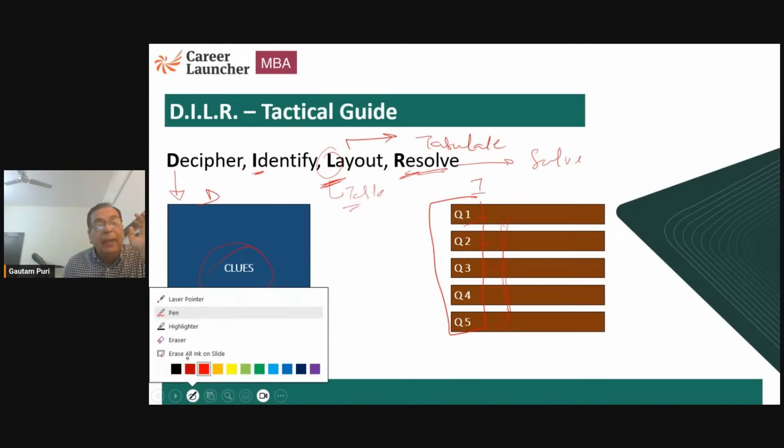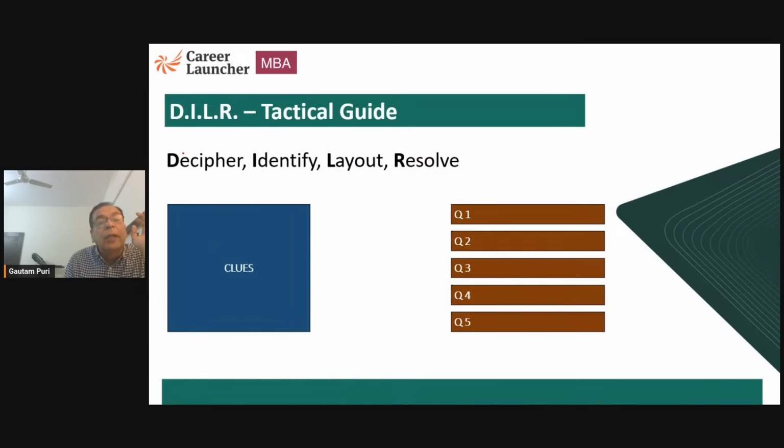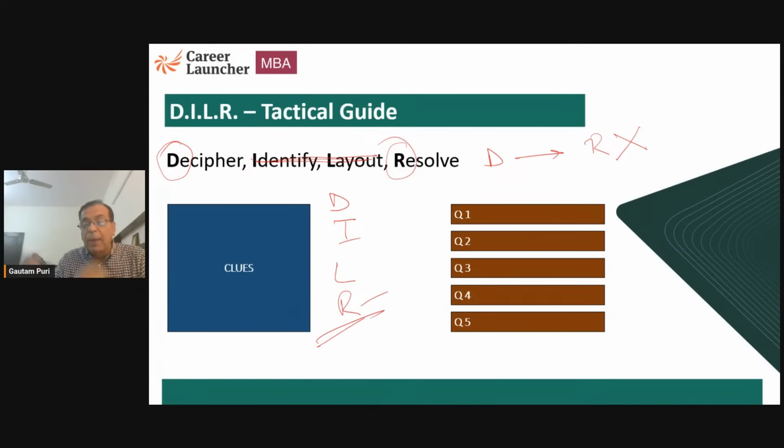Unfortunately, what we find is that most of the students try to decipher and go straight to resolution. Most of the students tend to forget about the I and L part completely. They start from D, go straight to R, which is a very stupid way of doing it. It is D, I, L, and then R. Please don't start with the resolution part, is my request to you.